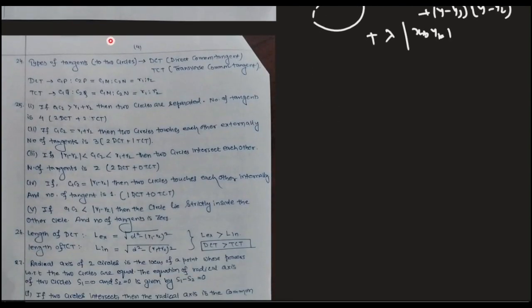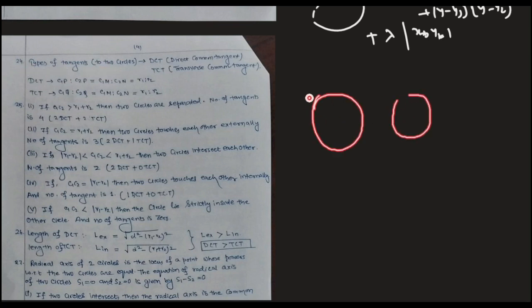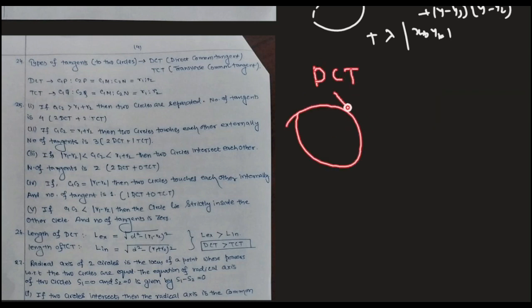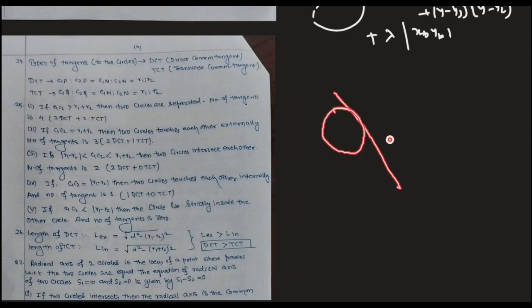Now how many tangents are there? One type of tangent: when you have the common tangents having the circles on the same side, this is called the DCT, that is direct common tangent. Another type of tangent: suppose the circles are on the opposite sides of the tangent line, then it is known as the transverse common tangent, TCT, and this one is the DCT, direct common tangent.